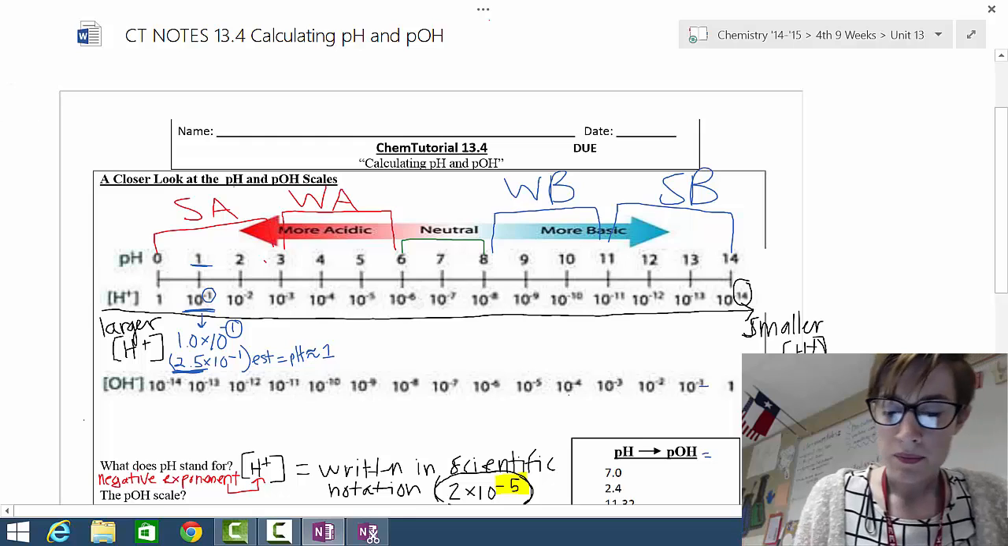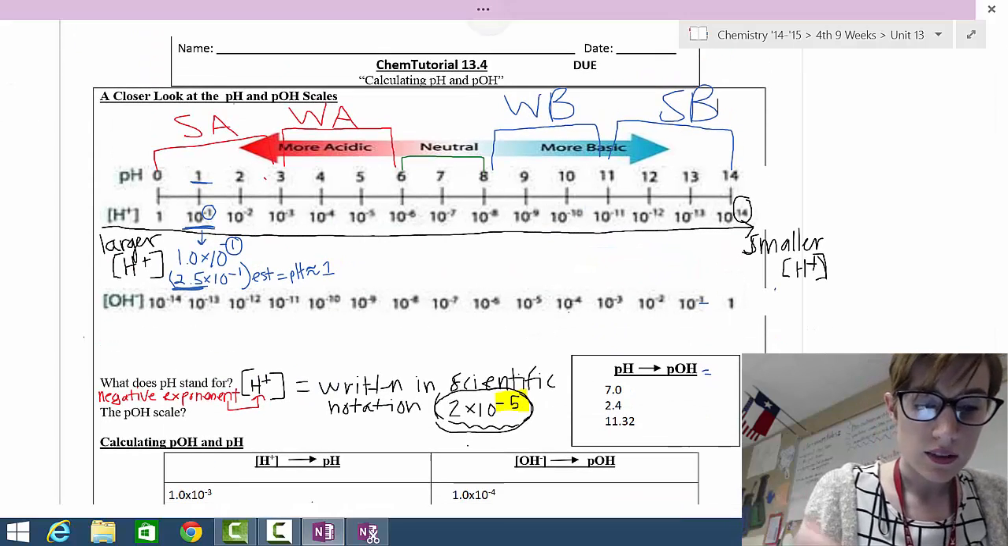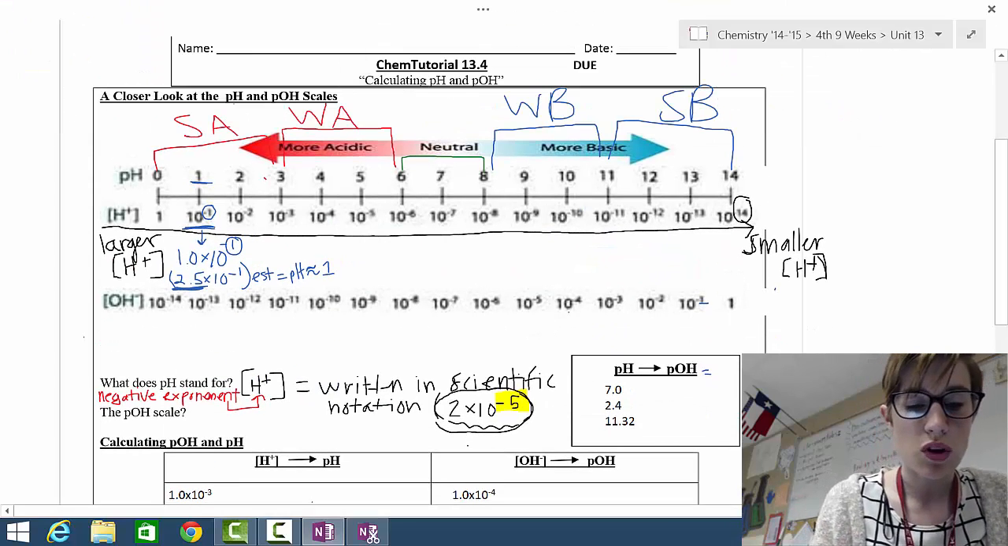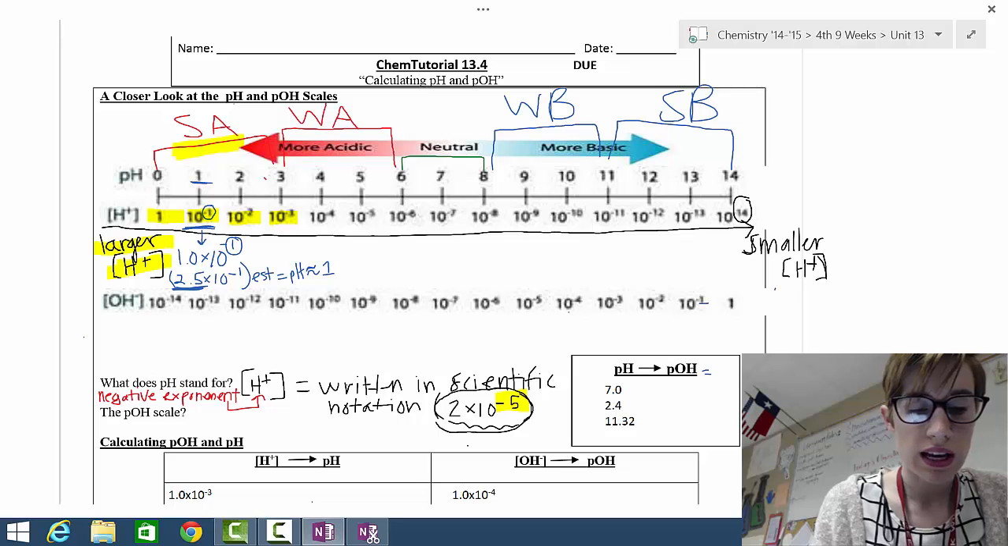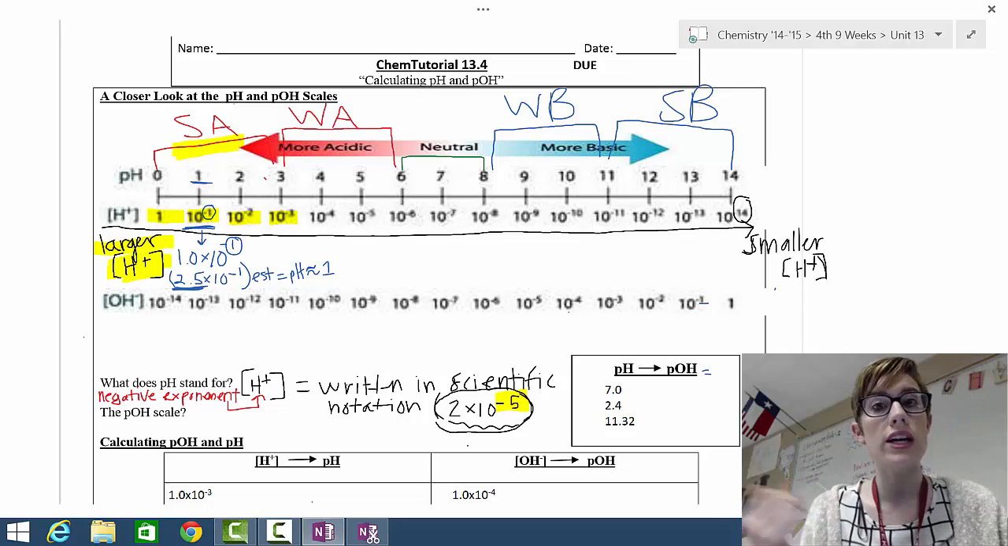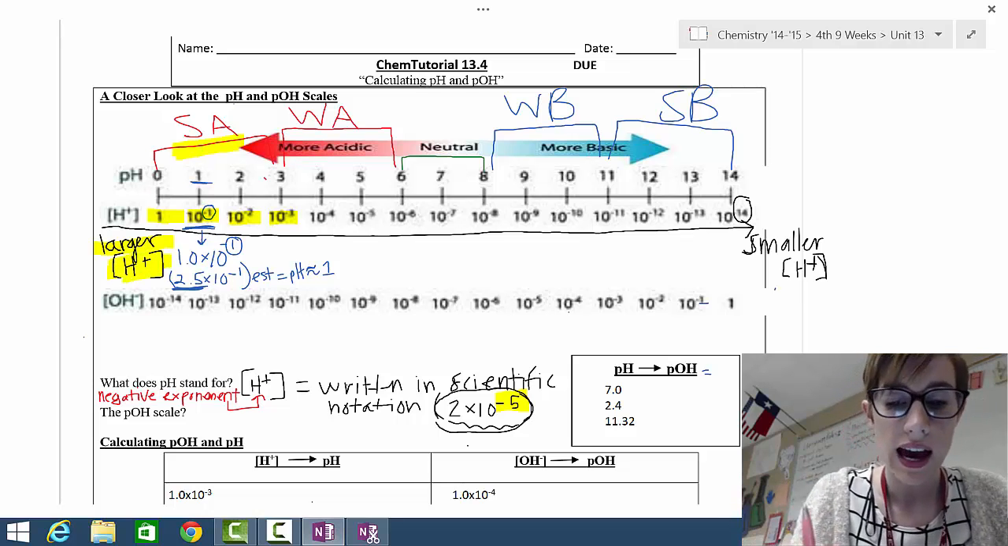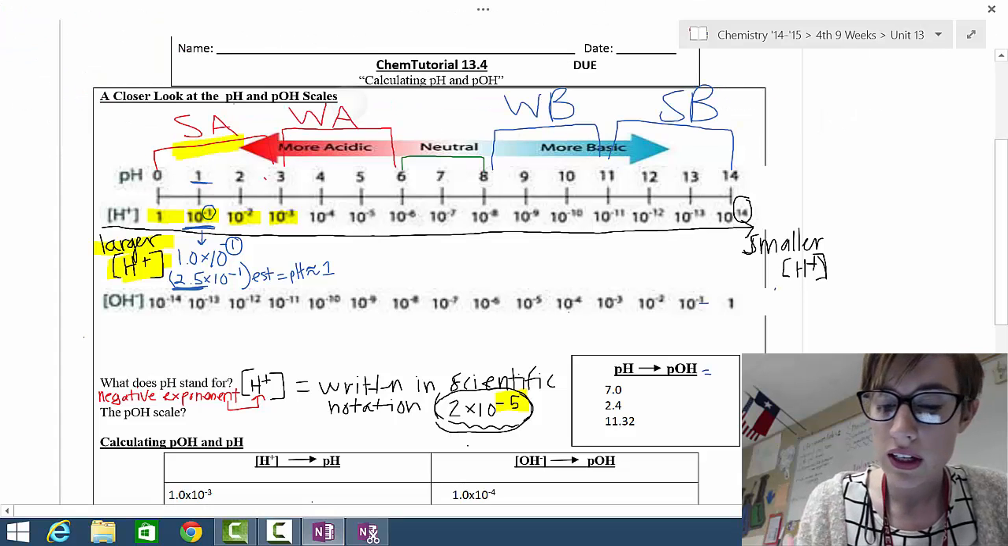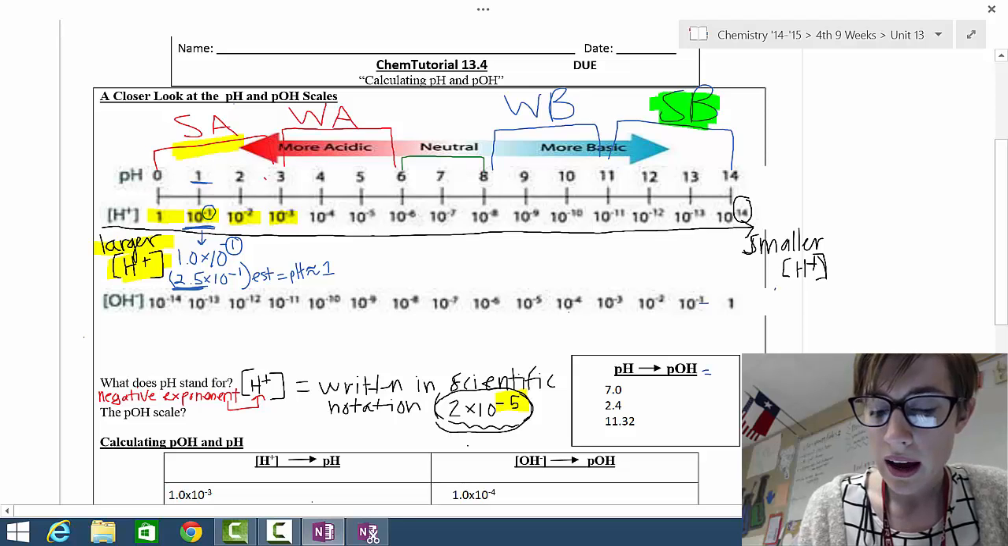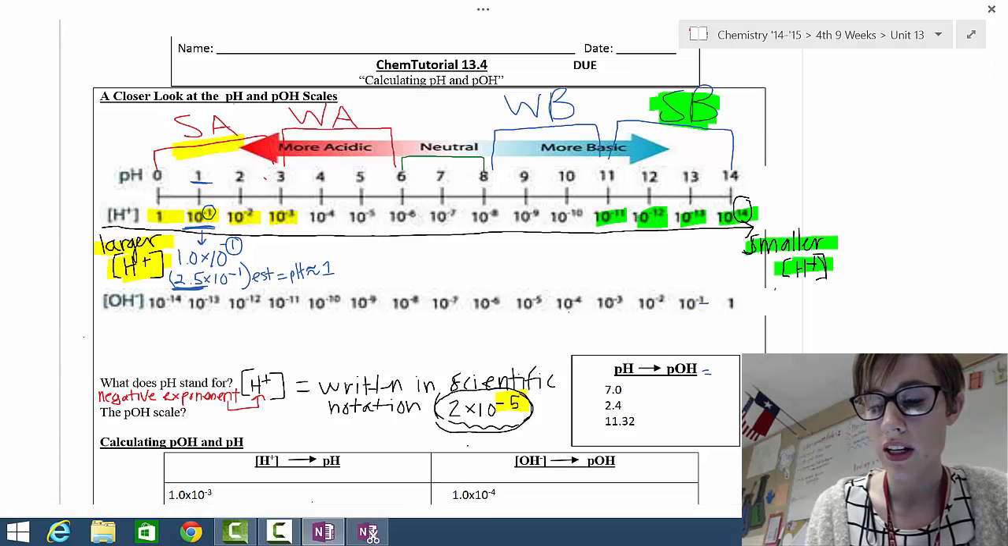And it makes sense if we think about this, that the strong acid right here has higher numbers, larger H plus concentrations, right? Because the more H plus you have, the stronger the acid you have. But over here, next to our strong bases, we have 10 to the negative 11, the negative 12, the negative 13, the negative 14. So those are smaller H plus concentrations.